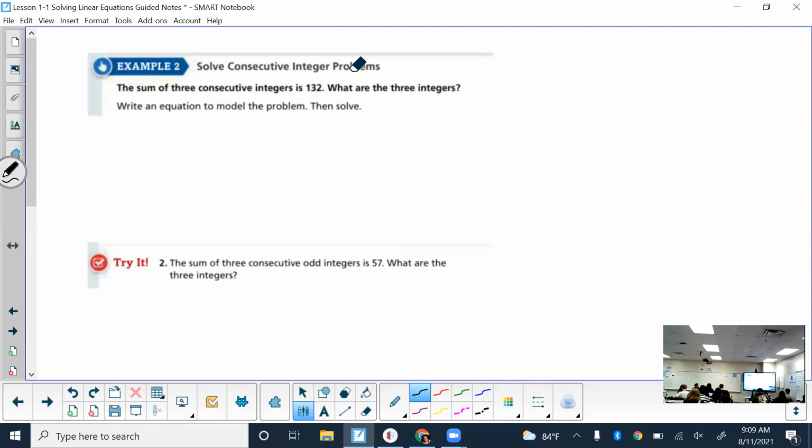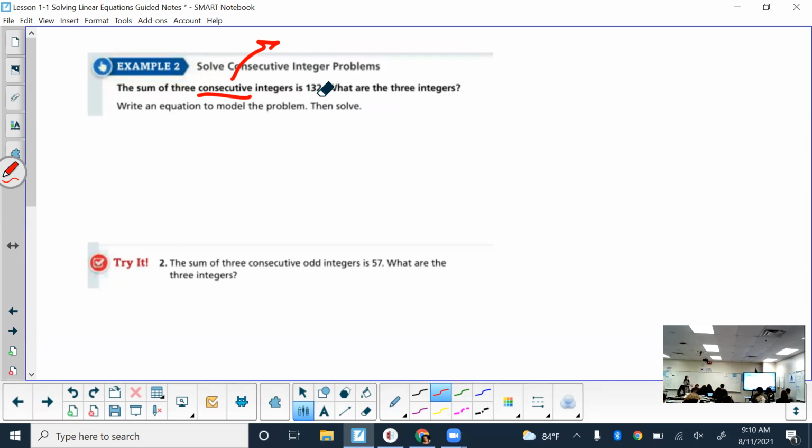All right, so consecutive integer problems. We have the sum of 3 consecutive integers is 132. What are those 3 integers? A couple things you need to know to be able to solve this. What does consecutive mean? Or can you give me an example of some consecutive numbers? Okay, I'll give you an example. 1, 2, 3, 4. All right, those are consecutive numbers.